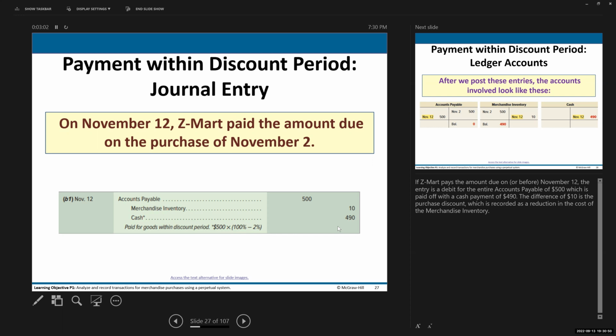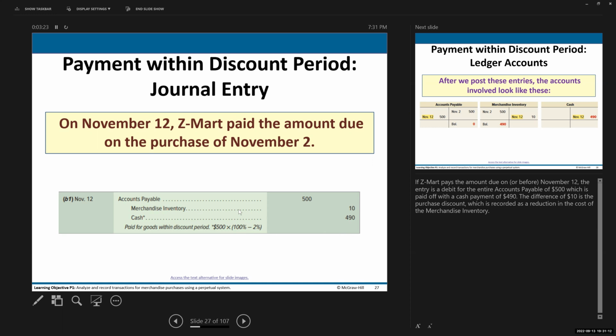So what you do is you're going to plug and chug. You're being forgiven accounts payable of 500, yet you only have to pay cash of 490. So we plug that $10 credit. So our debits equal credits, right? And the question is, why did we put it in merchandise inventory?